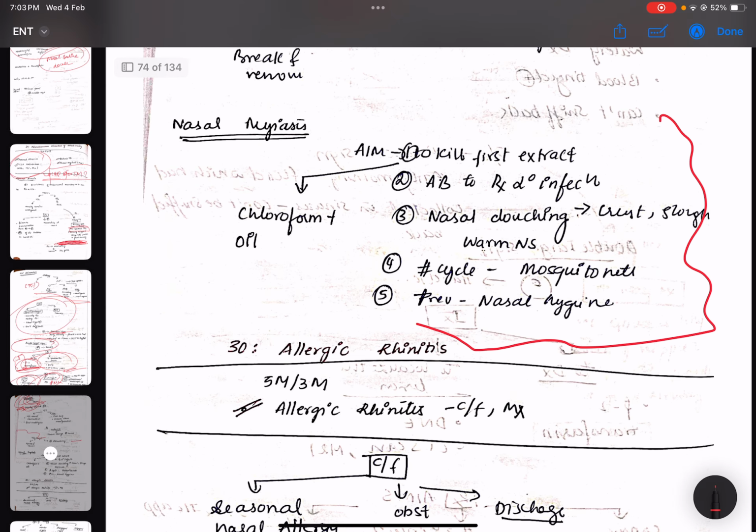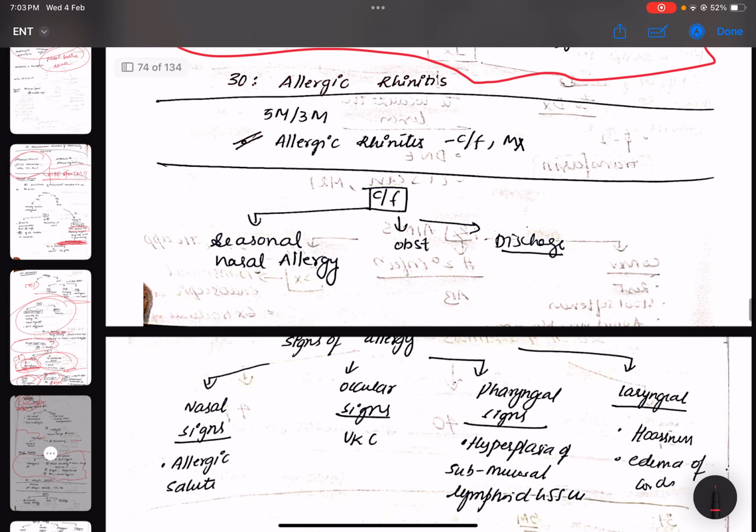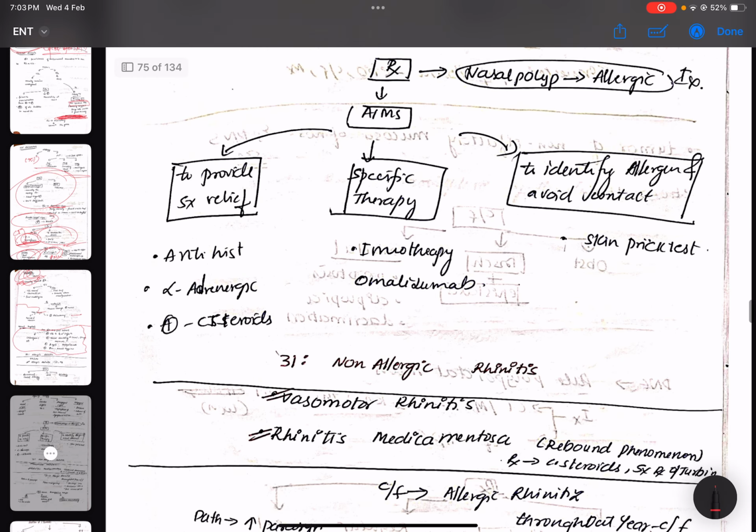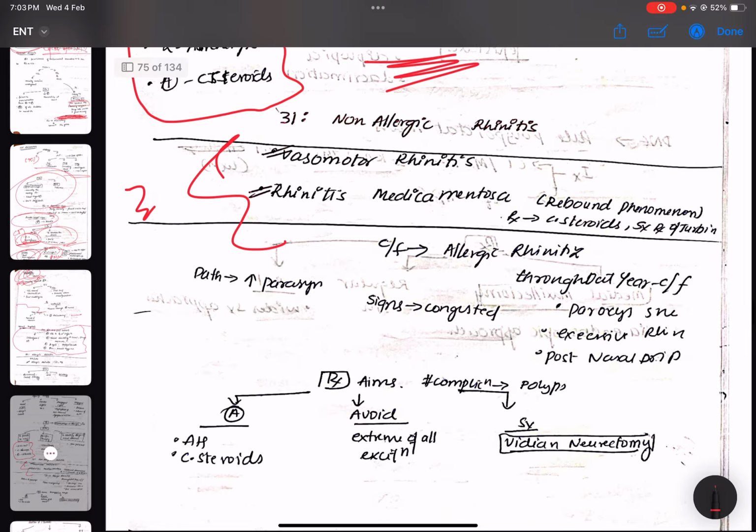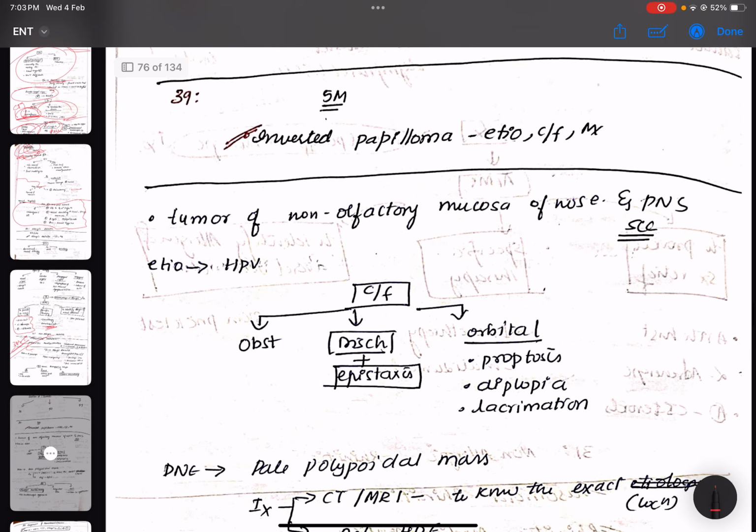Again, this has the same narration, so I'm not talking about it. Allergic, again, important. These are the major things. Obviously, you will mention this, and if nothing is working, you have to talk about this. Again, this non-allergic, it's an important 3 marker. I'm sure you know it. So study it accordingly. Again, inverted papilloma.